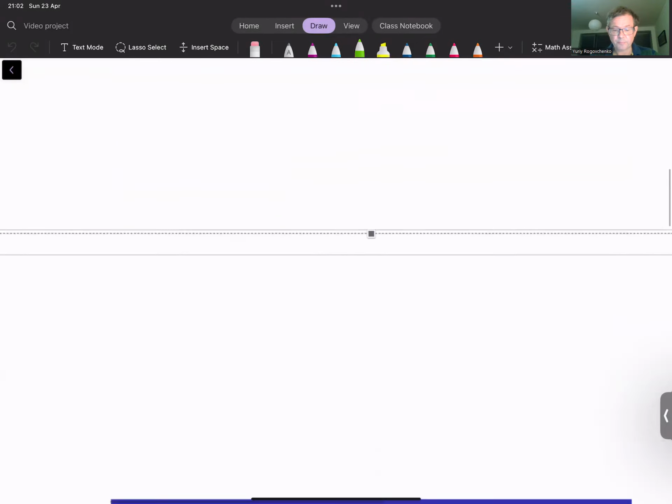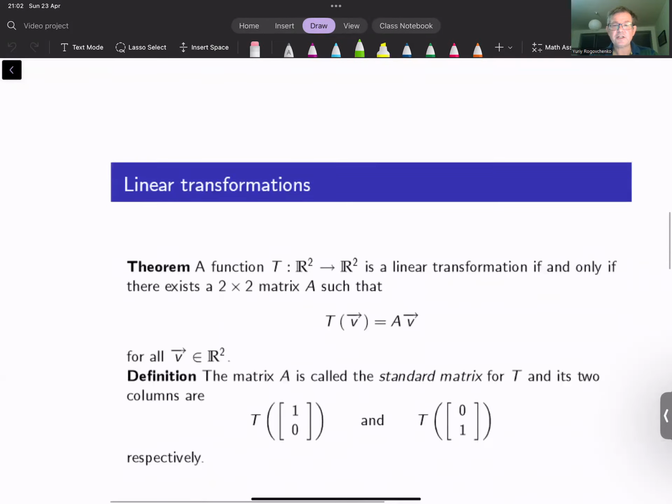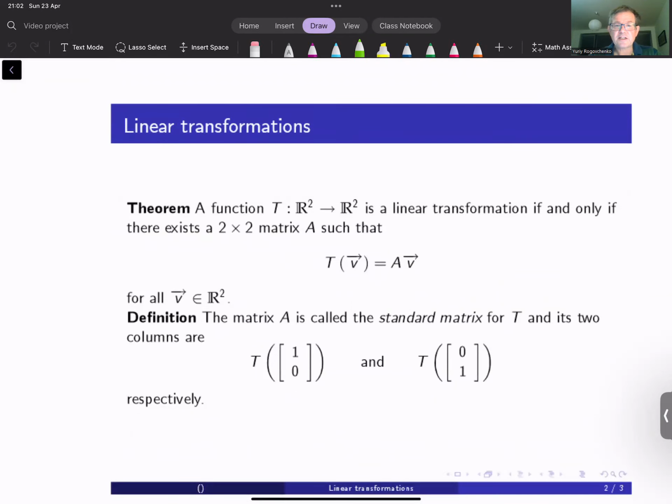Next, we'll give an important theorem which describes the structure of linear transformations in the Euclidean plane. The theorem is formulated as follows. A function T from R2 to R2 is a linear transformation if and only if there exists a 2 by 2 matrix A such that T applied to v is given by the product of the matrix A and the vector v for all vectors v in R2.